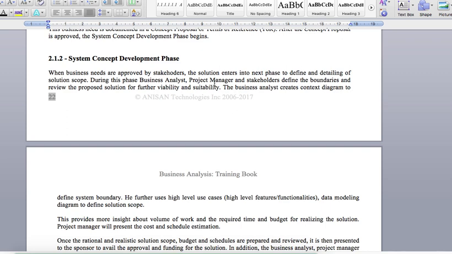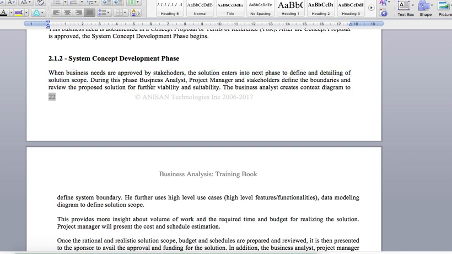Okay, the solution enters into the next phase to define and detail the solution scope. Now, solution scope, you will see that, okay, when we talk about the problem, we are talking about the possible solutions. Again, here, when we are talking about solution scope it is at a very high level. So here it will be a context diagram, or it could be solution boundaries defined. So what will be part of that and what will not be? So this is a very high level boundary that is prepared.